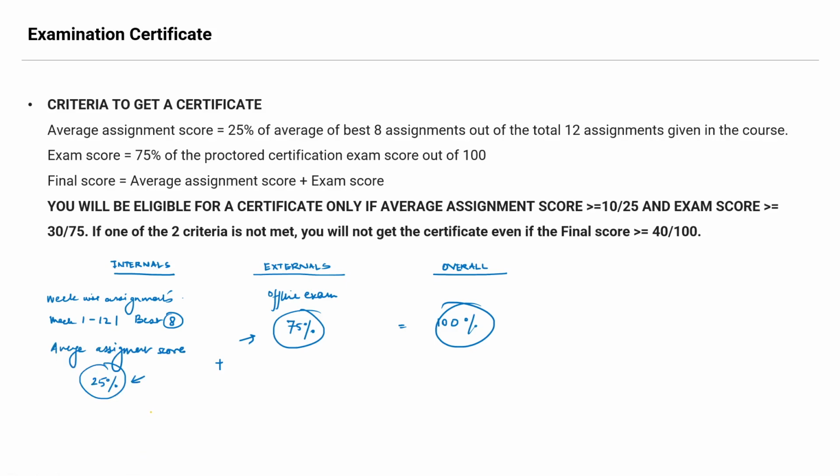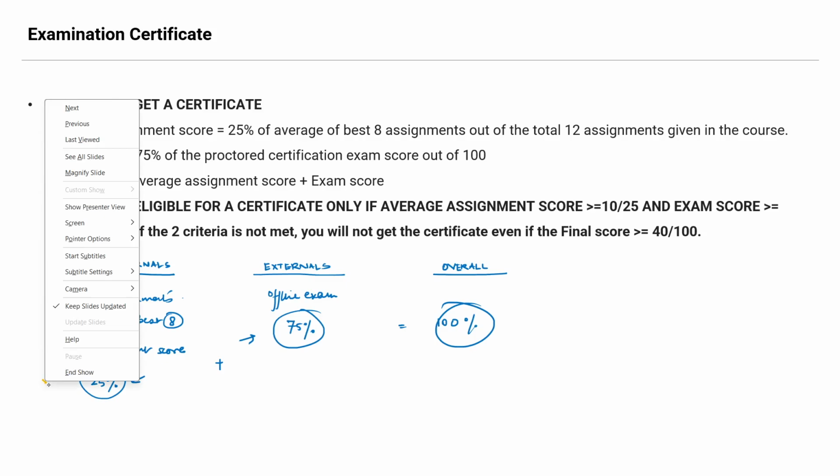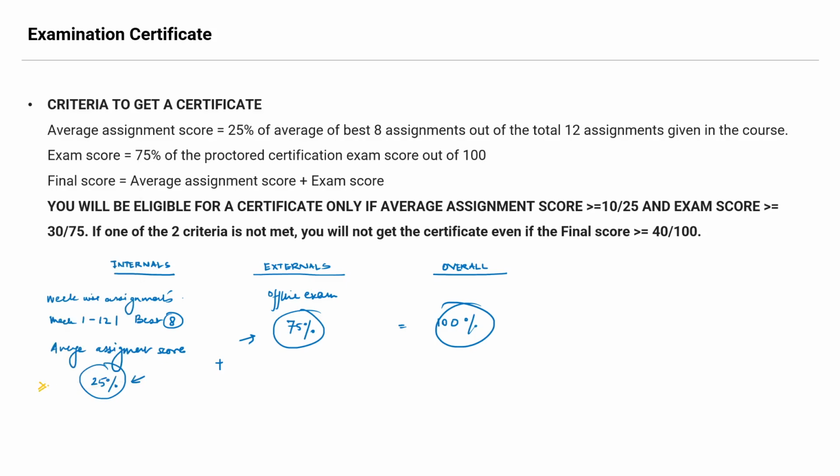And if you see, there are individual criteria to gain the certificate, which means your overall score needs to be greater than 40 out of 100, and the exam score needs to be greater than 30 out of 75. Now let's take the scenarios which are critical.